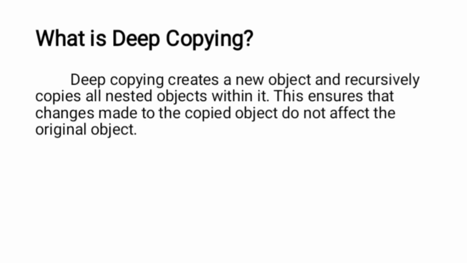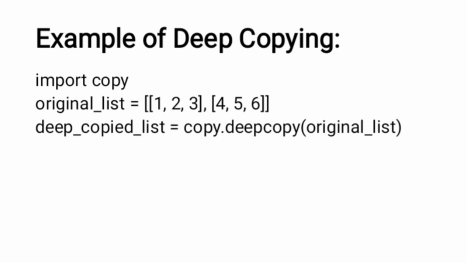Next, deep copying. Deep copying creates a new object and recursively copies all nested objects within it. This ensures that changes made to the copied object do not affect the original object. Next, we have an example of deep copying. We can use the copy.deepcopy function from the copy module to perform deep copying. Here, modifying an element in the nested list of the deep copied list will not affect the corresponding element in the original list.